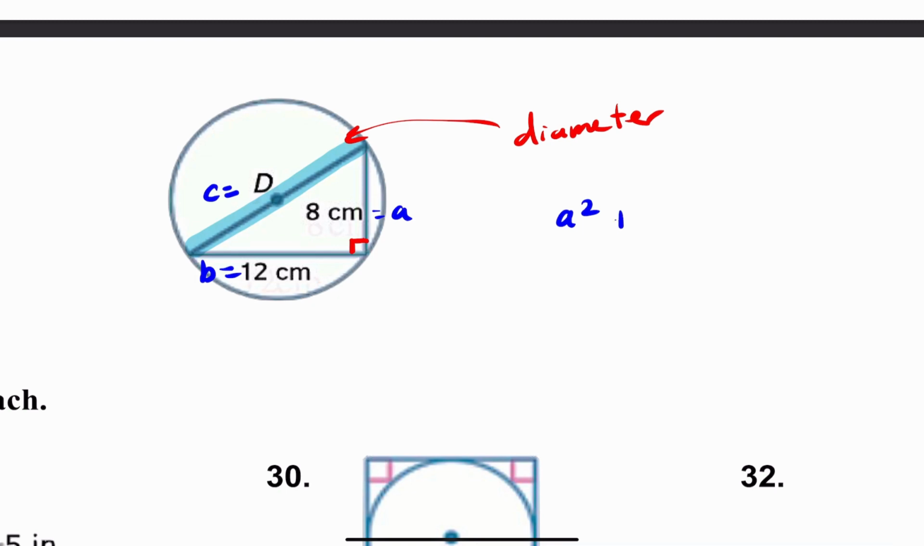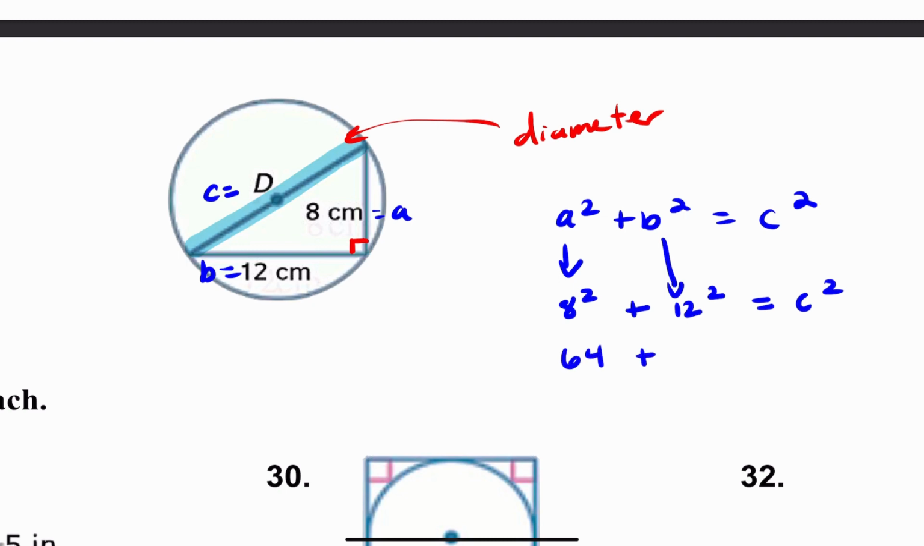So A squared plus B squared equals C squared. A is 8, so I have 8 squared plus B is 12, which is 12 squared, and C is the desired variable, so we're going to write C squared. 8 squared is 64, plus 12 squared, that's 144. So I have 64 plus 144, that's 208, which is equal to C squared. And then, oh my goodness, what are we going to do? Well, we're going to have to take the square root on both sides.